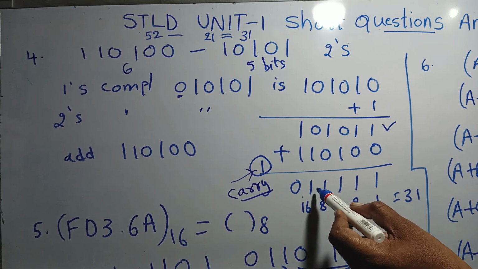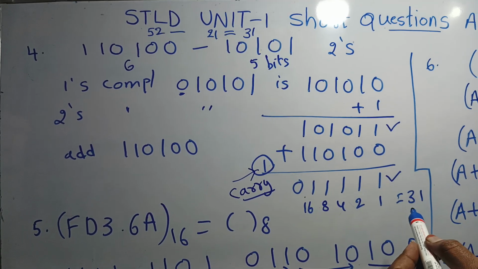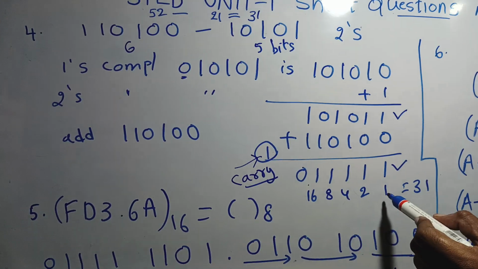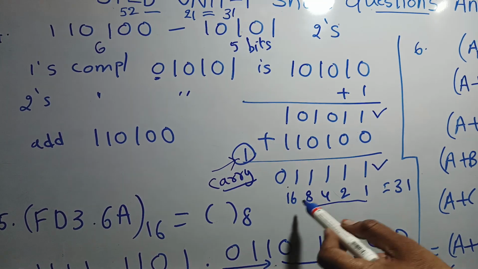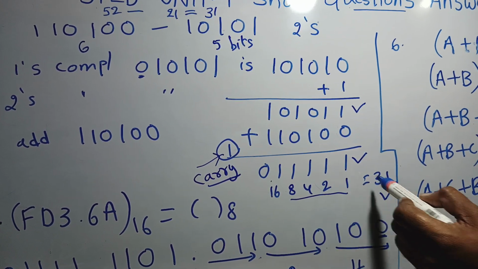Then 011111. This is the final answer. I want to check the answer. If you write the equivalent decimal number, you can write 16 8 4 2 1, the weights 1 2 4 8 16. This is 31: 16 plus 8 plus 4 plus 2 plus 1 is 31.